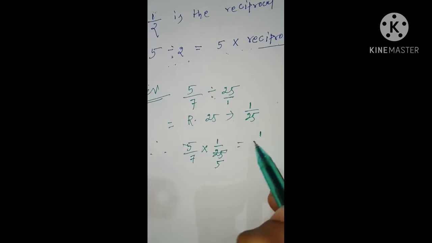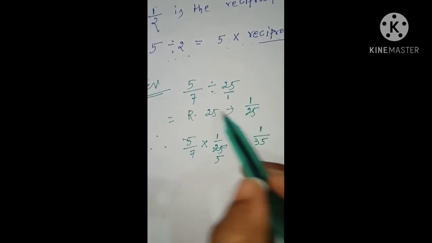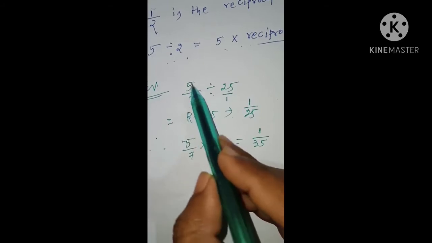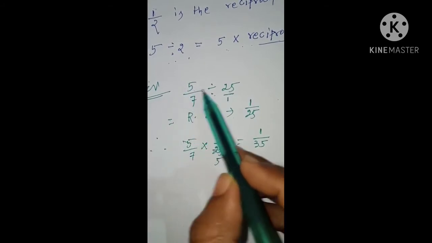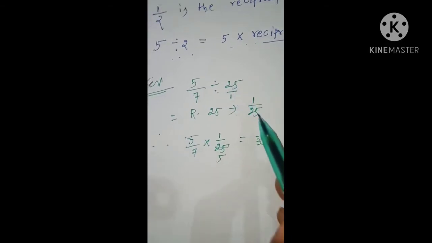Now 1 by 35 is the answer. I hope all of you are clear. So you should not do this; this is the reciprocal form. This one you don't do as the reciprocal. So whichever number is in division, that number you convert into reciprocal form.